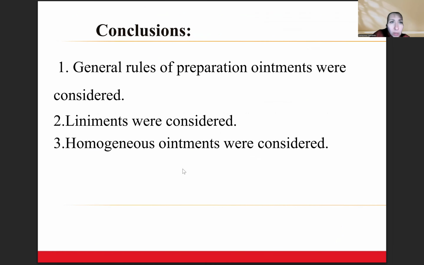And we move on. So, these were the general rules of preparation of ointments, liniments, and homogeneous ointments that were considered.